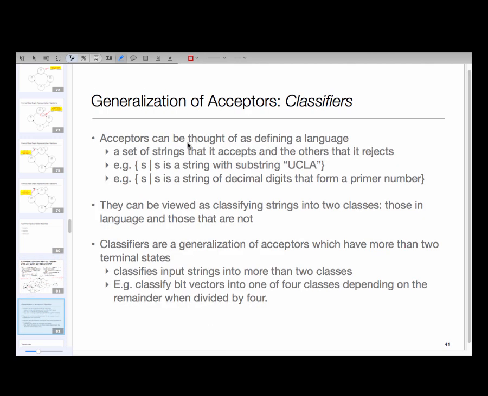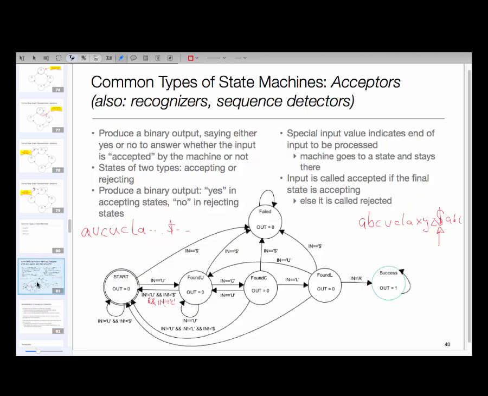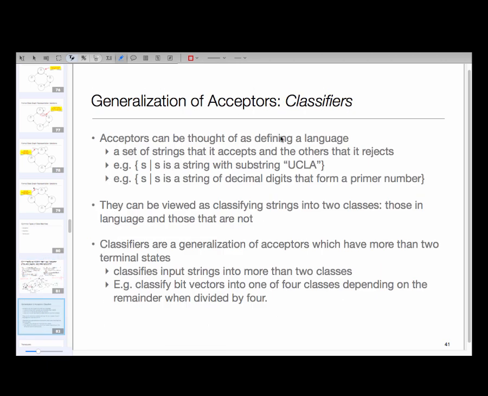So these acceptor machines, which have a binary output, you can think of them as really defining a test, a language. They take a string and say whether the string passes that test or not. And I can define any arbitrary test. For example, the one I just did: S is a string and it has a substring UCLA in it, and if so, output is 1, otherwise output is 0. So accept a string if it has a substring UCLA. I could also say S is a string of decimal digits that form a prime number.